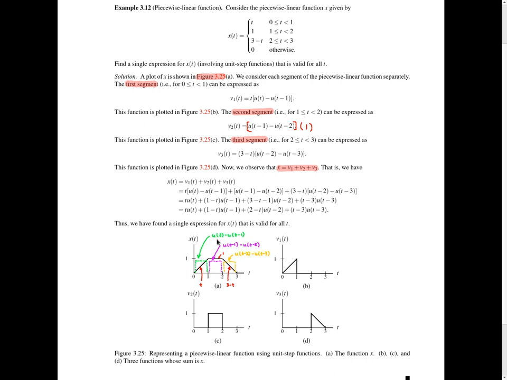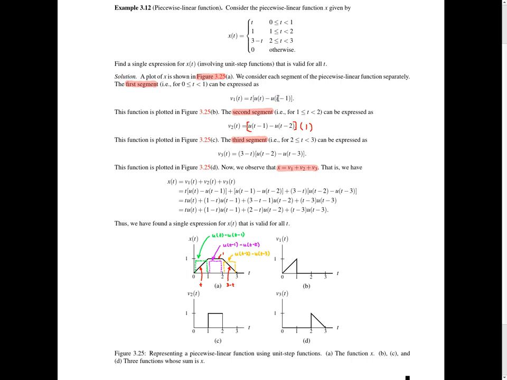So if I multiply this expression here in green times the original function x of t, which is equal to t over this interval between 0 and 1, this gives me the function v1 over here. In other words, v1 is equal to t, that corresponds to our original function x, times this rectangular pulse, which is the formula in square brackets.